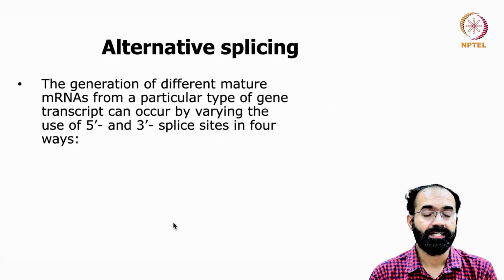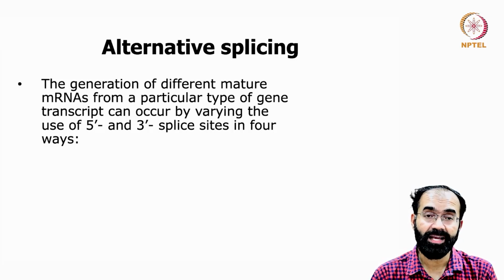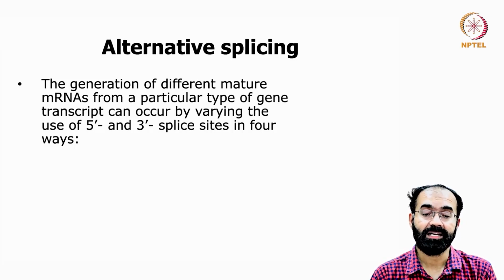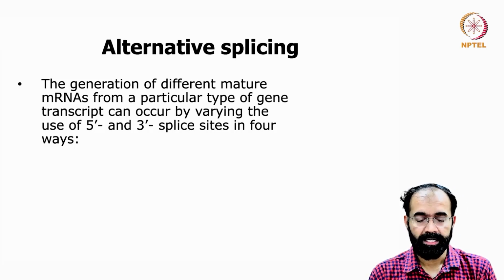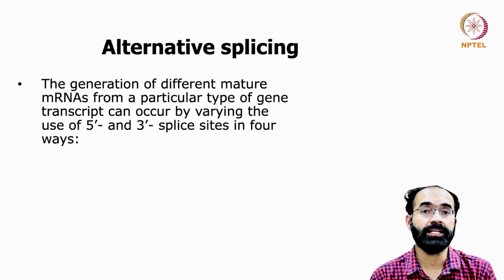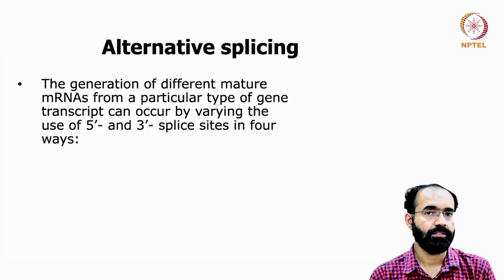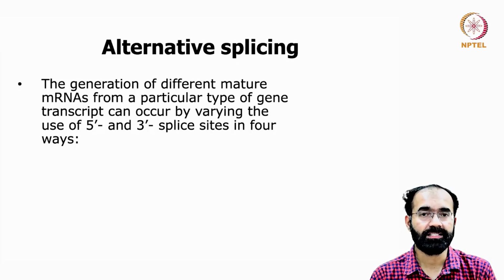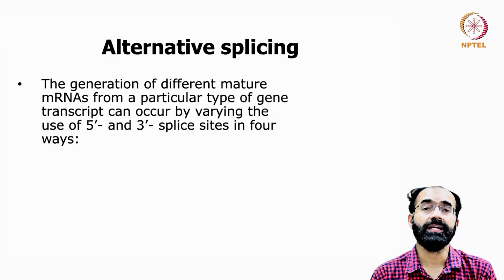Now, alternative splicing simply means the generation of different mature mRNAs from a particular gene transcript, which can occur by varying the use of 5' and 3' sites in four different ways. I told you that you can include an exon into an intron, or include an intron into an exon partially, to enhance the complexity, and it can also skip. Sometimes one whole exon can be skipped, or sometimes one whole intron can be skipped. We will see examples of how it is done.